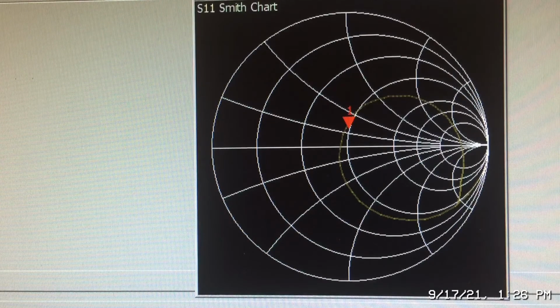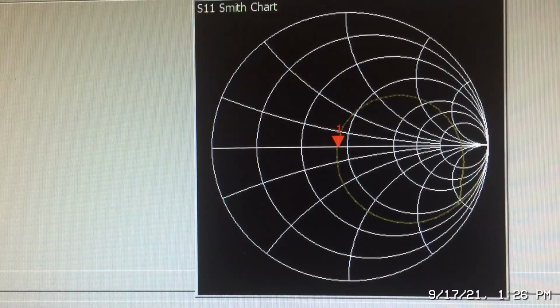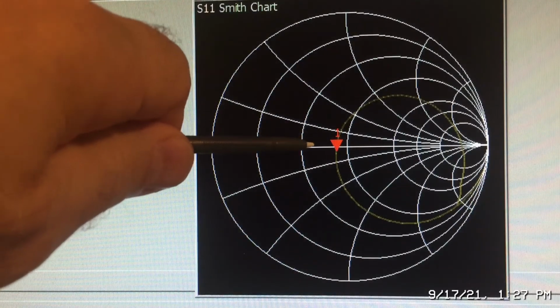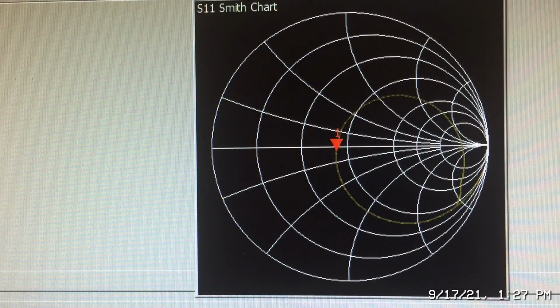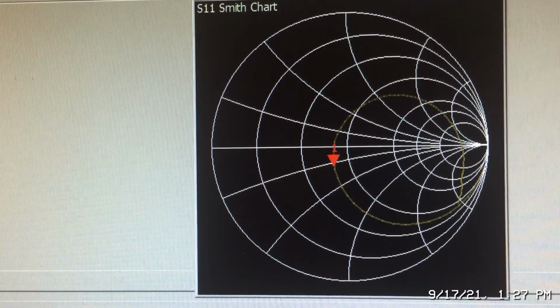So I'm just going to slowly rotate the variable capacitor. I'm going to increase the capacitive reactance, and you see that I'm moving closer and closer to that center line where we have basically zero reactance. So right here. Now, what happens if we have, say, too much capacitive reactance? Well, we'd be on the lower half of the Smith chart, as you can see there.